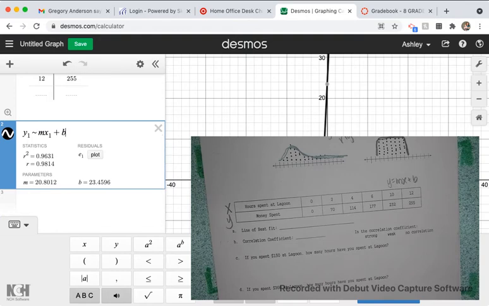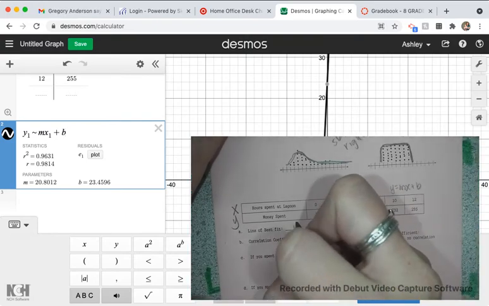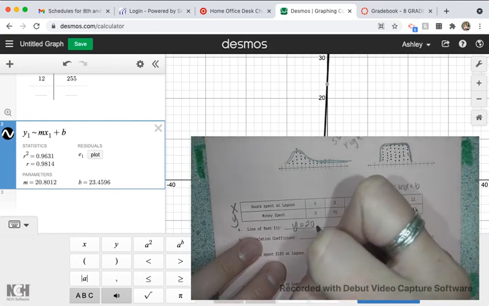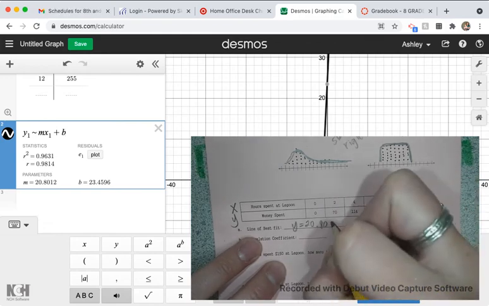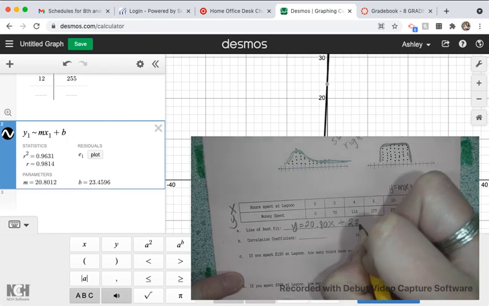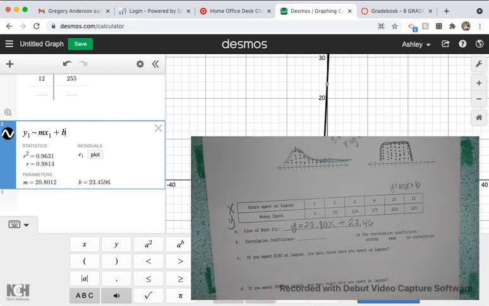All right, so now this is the information that we need to create our line of best fit and our correlation coefficient. So m, remember, is our slope. So for the line of best fit, it's always y equals, and then whatever your m is. So we've got 20.80, followed by the x, and then we add our b. So that's our y-intercept. It's at 23.46. Okay, now we have to talk about the correlation coefficient.